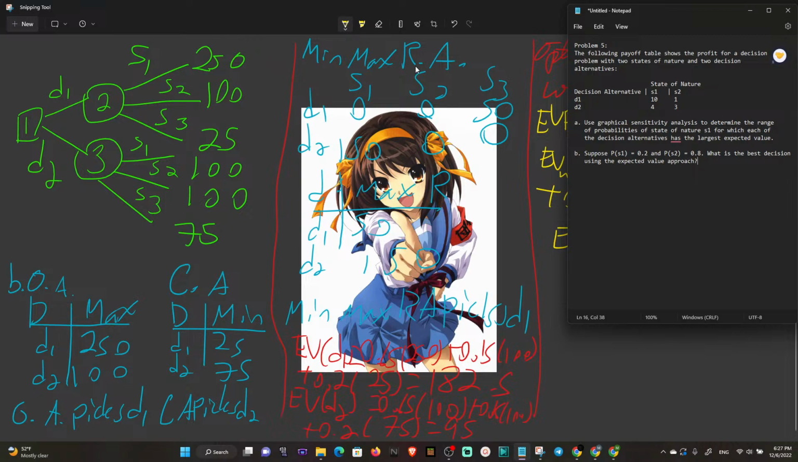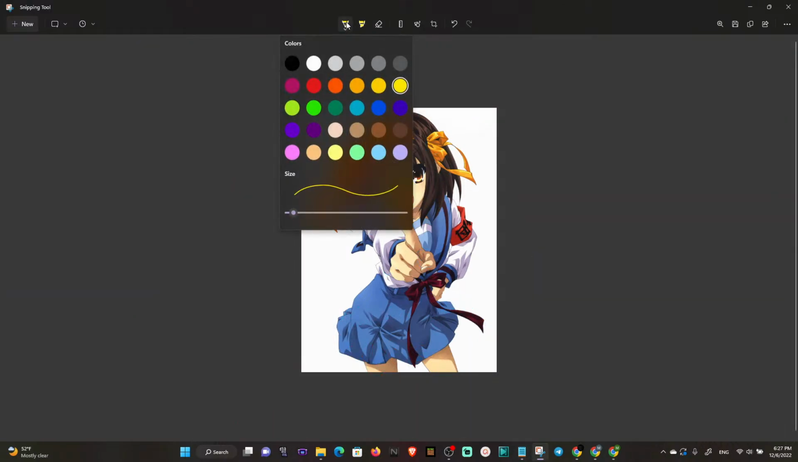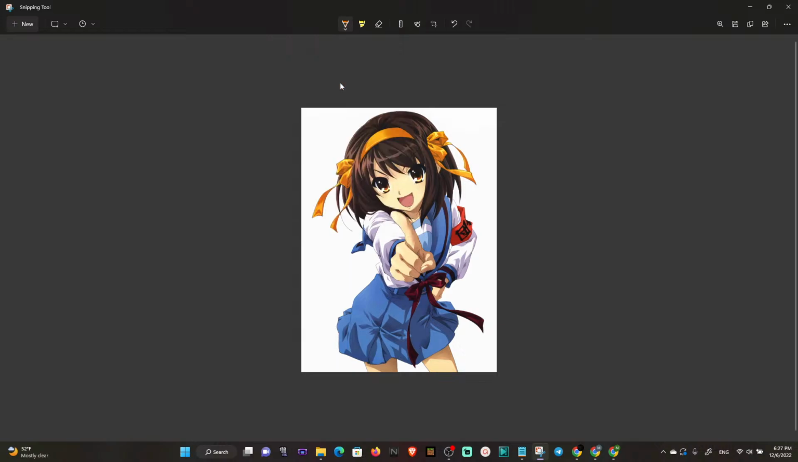We all know how to do this, right? So table. Good. So we need that formula. Who can do the formula by head? Who has memorized it? Something about D equals P of S1 times the first payoff plus 1 minus P of S1 times the second, like that.